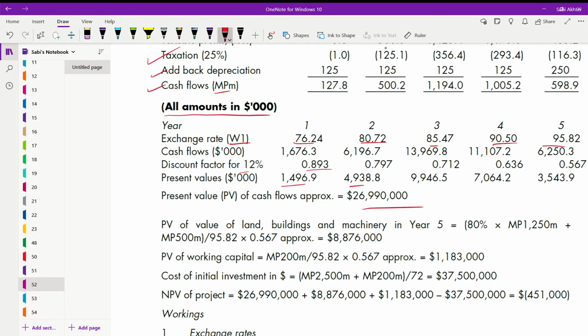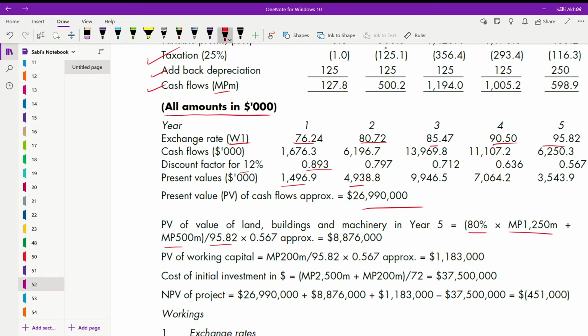So present value of land and buildings in year 5. They told us 80% will be there. Land and buildings plus machinery, divided by this; you want to convert it using this. If you put this as year 0, we know we don't discount it, it will be the same amount because the discount factor is 1. Since it is in year 5, we need to discount it back to year 0 from year 5. That is the reason we have taken it separately. We haven't put it in the table format in year 0.